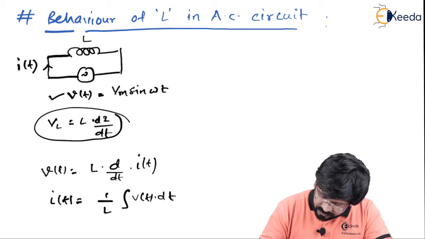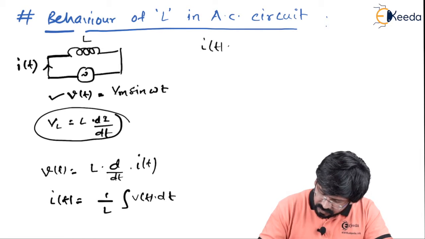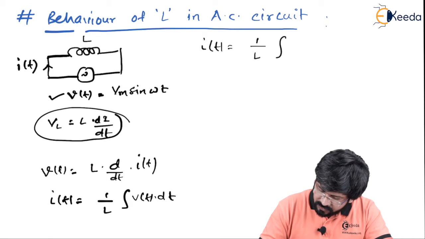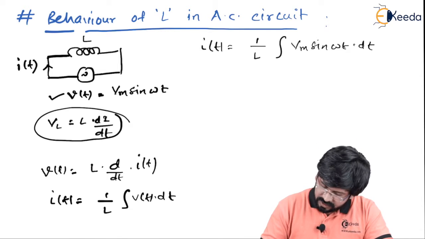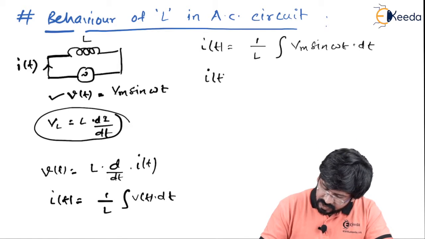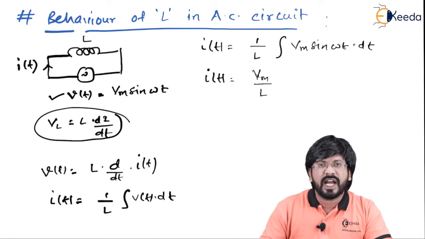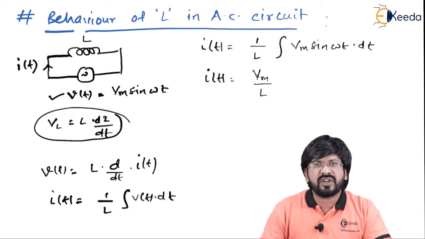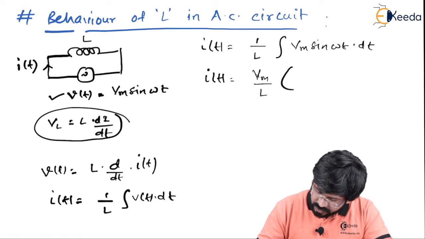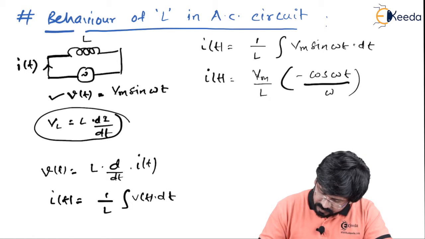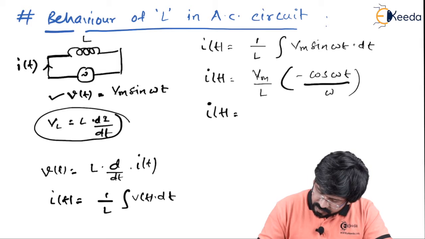Or I can represent I of t as 1 upon L integration of V of t, which is Vm sine of omega t dt. Am I right? Let's have this integration. I of t is equal to Vm, a constant part, will come out, divided by L, as well as sine omega t integration is minus of cos omega t, divided by constant, which is omega. I can rewrite this I of t as minus Vm upon omega L cos of omega t.